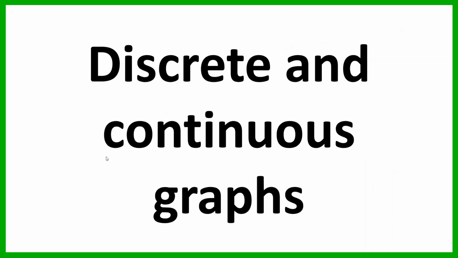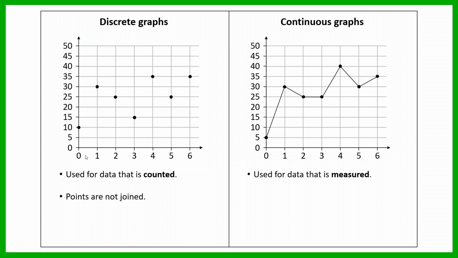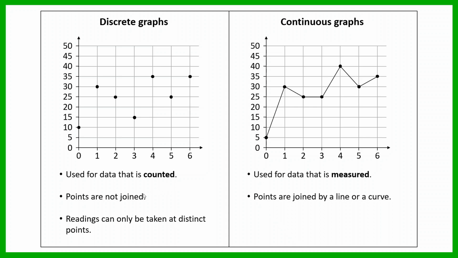Then we have discrete and continuous graphs. Discrete graphs are used for data that is counted, and continuous graphs are used for data that is measured. In discrete graphs, the points are not joined, but in continuous graphs, the points are joined by a line or a curve. With discrete graphs, readings can only be taken at distinct points. So like over here, I can't take a reading in between the 0 and the 1. I have to take a reading at 0 or at 1 or at 2 or at 3 and so on.